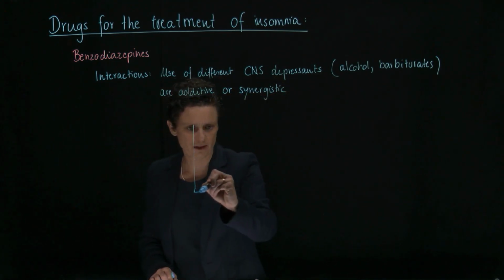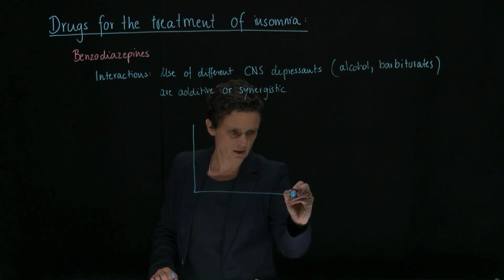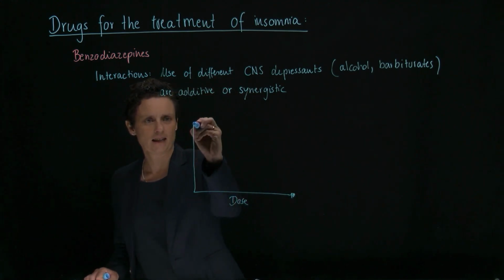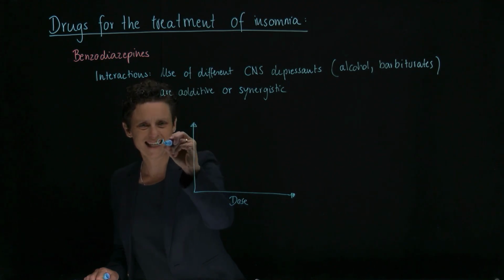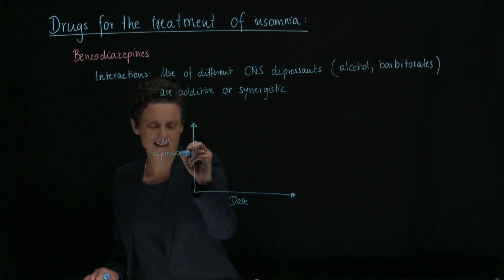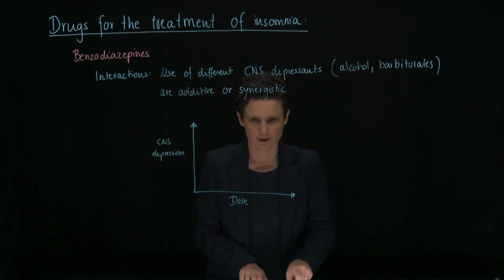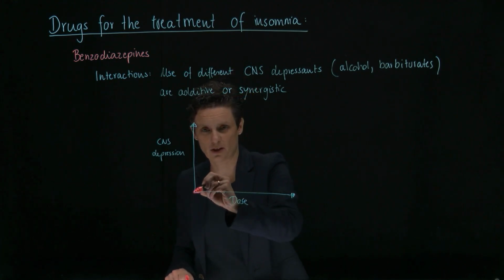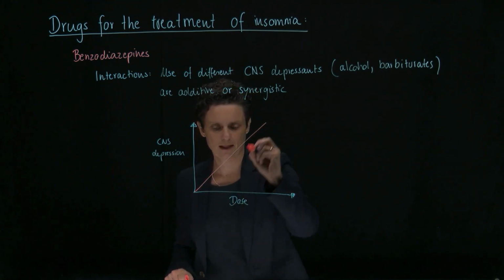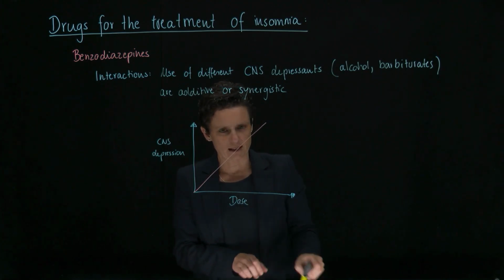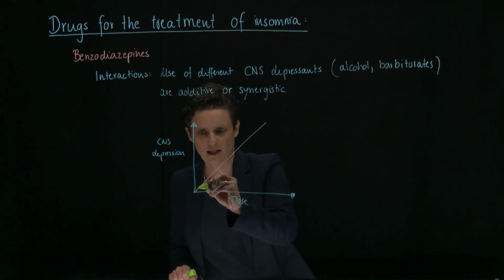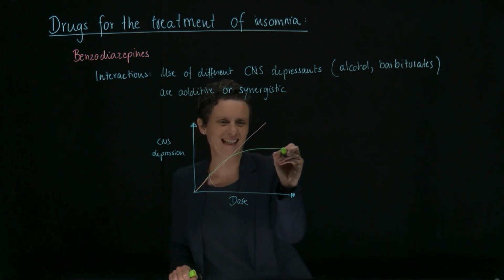Well, if you have here a dose response curve, with dose on that axis and the degree of CNS depression on the y-axis, what you're going to see is that with alcohol and barbiturates, they are more toxic, so you have really a straight line. And when we're thinking about the benzos, we're going to have more of this with a ceiling effect.